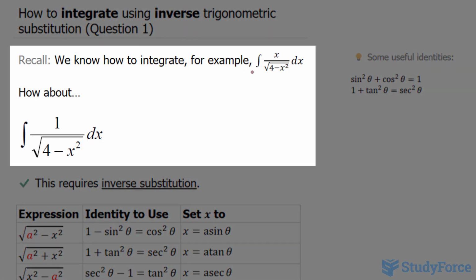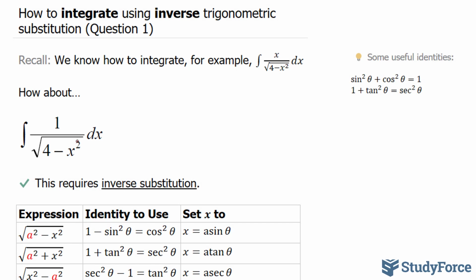Sure, they look identical, except this one has a 1 at the top, and this one has an x at the top. This one is a lot more complicated than this one. You need to use a whole different technique to integrate this, and the technique is referred to as inverse substitution. To perform inverse substitution, you need to follow this chart.